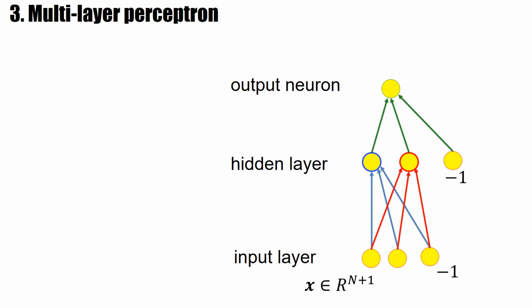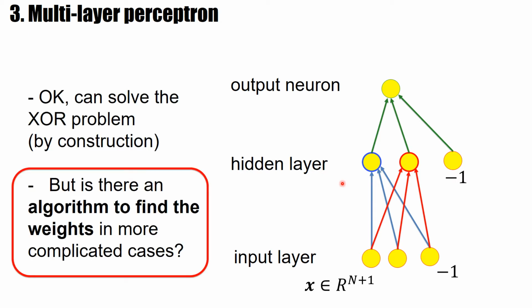We have already seen that we can use a single network with one hidden layer to solve something like the XOR problem. Now, the XOR problem was solved in the previous part by an explicit construction. The question is, is there a way to automatically find the correct weights, find the correct location of the hyperplanes so as to solve a problem like this one and even much more complicated problems?